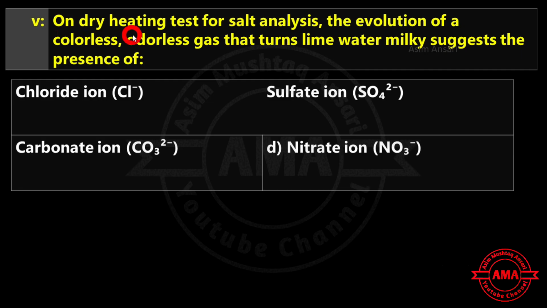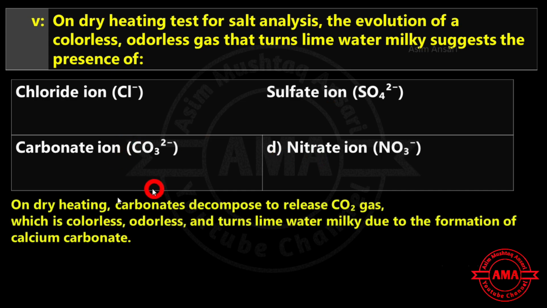Next is: on dry heating test for salt analysis, the evolution of a colorless, odorless gas that turns lime water milky suggests the presence of chloride ion, sulfate ion, carbonate ion, or nitrate ion. There, on dry heating, carbonate decomposes to release carbon dioxide gas, which is colorless, odorless, and turns lime water milky due to the formation of calcium carbonate. So C option is correct.